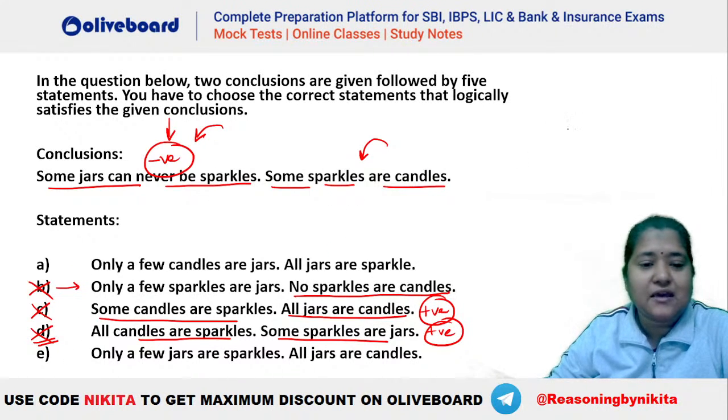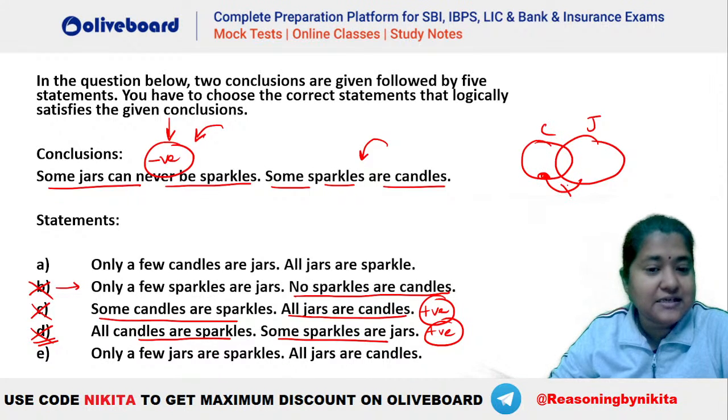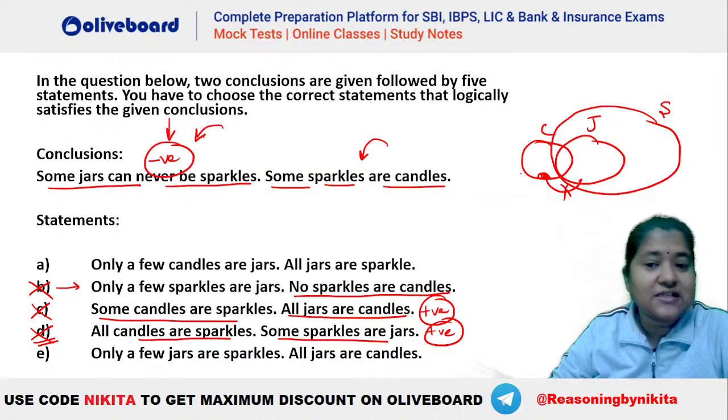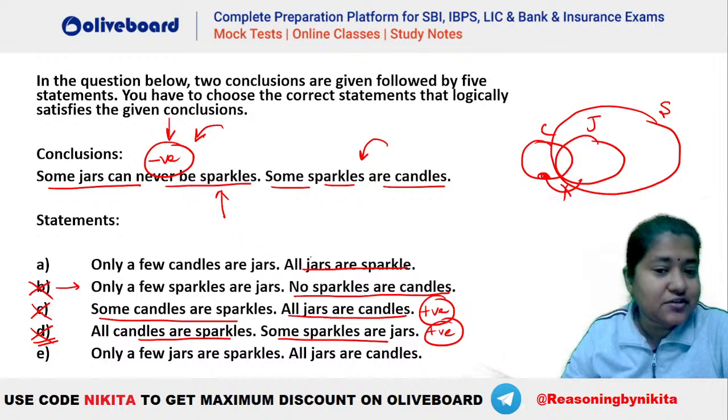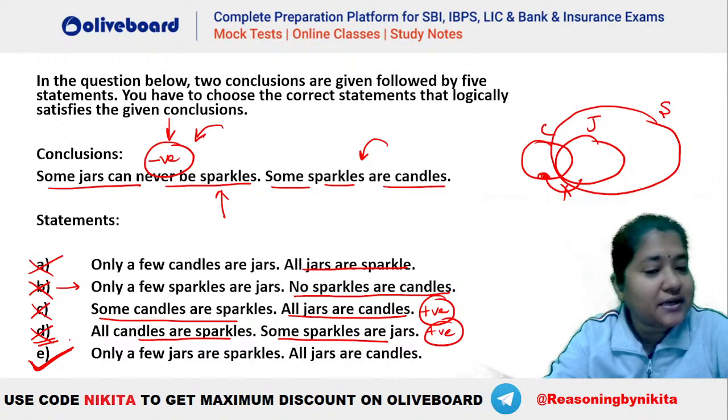Let's check option number A. So few candles, only a few candles are jars. That means some candles are jars and some candles are not jars. Something like this, right? Then all jars are sparkles. So you can see all jars are sparkles will be like this. So you can see this is the diagram here. Now in this, some jars can never be sparkles. You can see no. If we have all jars are sparkles, anyways, it is going to contradict this one, isn't it? You can see this is contradicting the first conclusion itself. Because if all jars are sparkles is there, how can we have some jars which are not sparkles, isn't it? So that means this is invalid. So the answer to this question will be option number E.